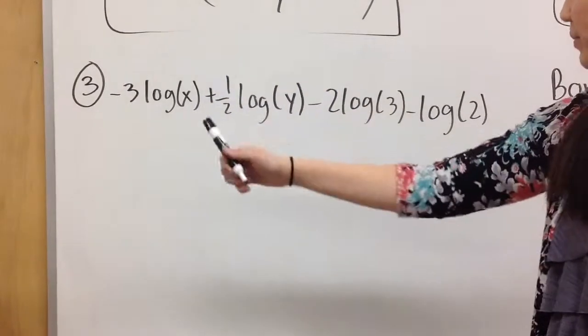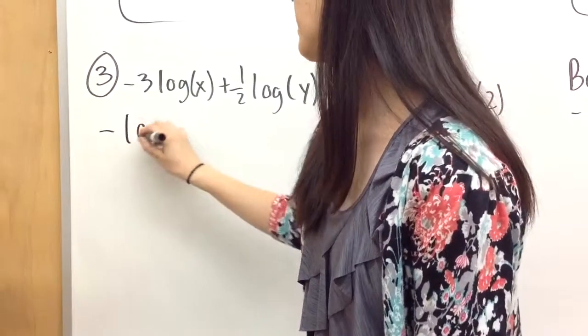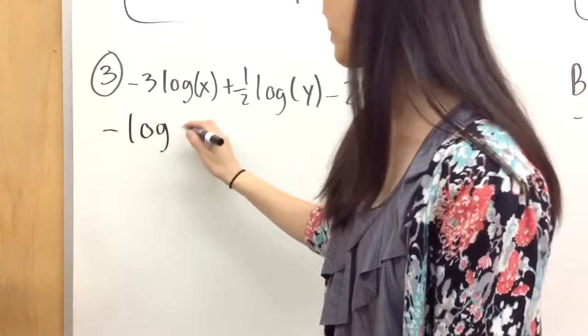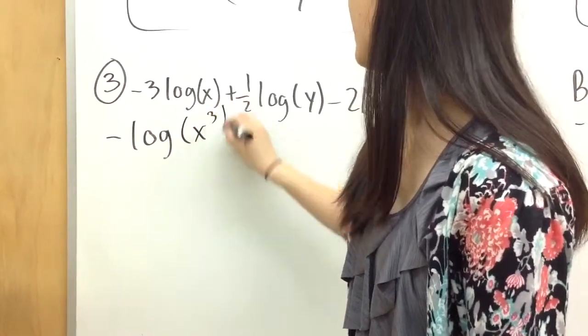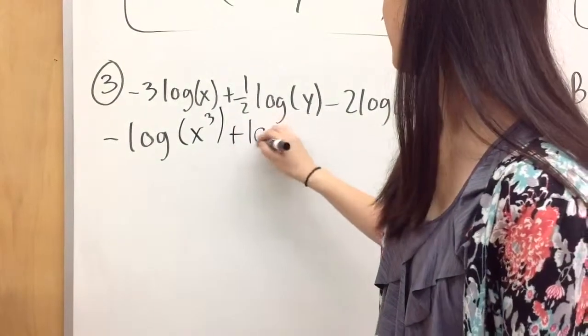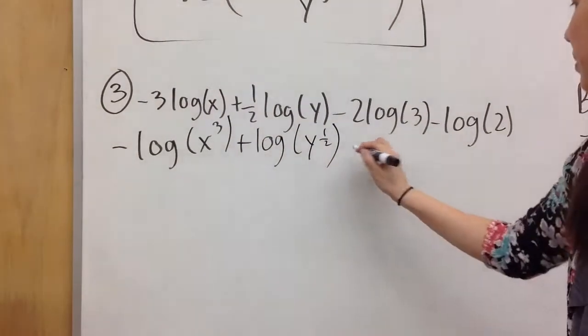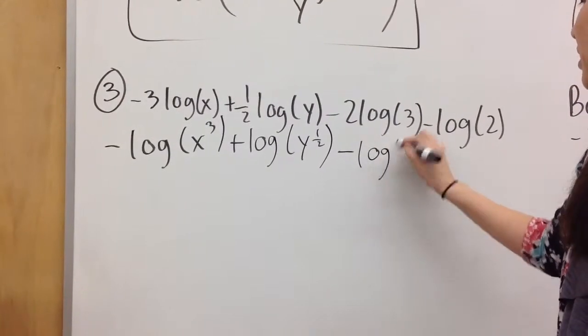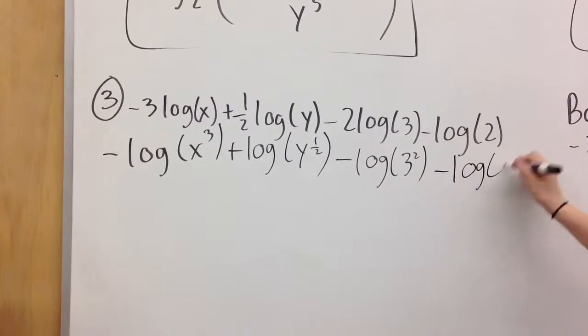So once more, we work with the exponents first. So we have this negative log base, no base, right? It's just base 10. So x to the 3rd plus log of y to the 1/2 power, and then minus log of 3 squared minus log of 2.